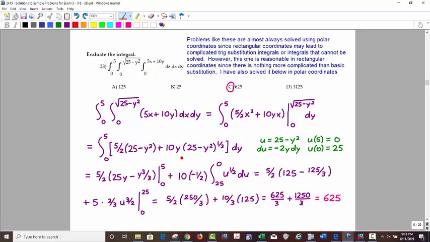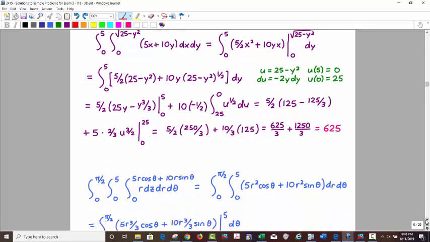But this is what I was talking about, why polar or cylindrical is not necessary, because U substitution, now with that y right there, makes that pretty straightforward. So here's the U substitution for this part. It looks like I broke them up in two just to keep the first part away from the second part. The first part's pretty straightforward. The second part's U substitution, not too difficult. And then I got 625 by adding the two individual integrals together.